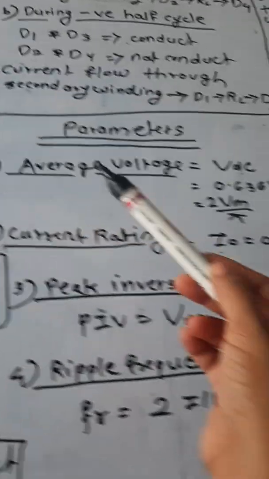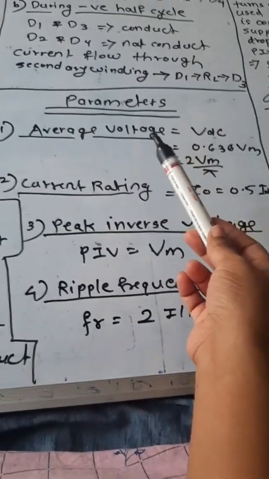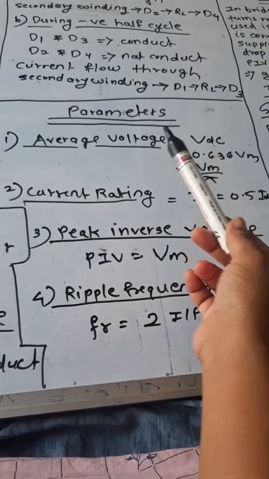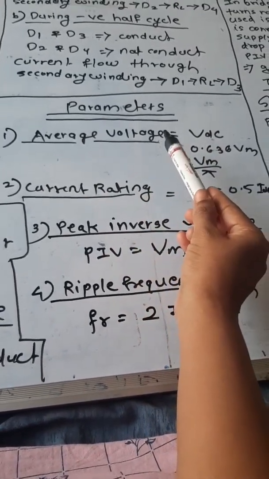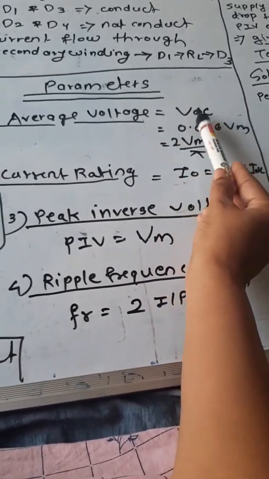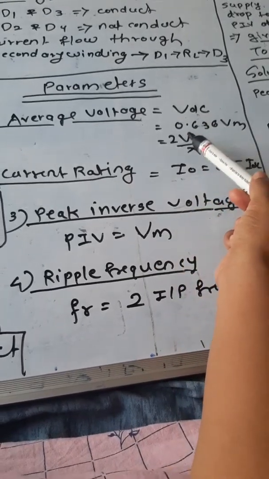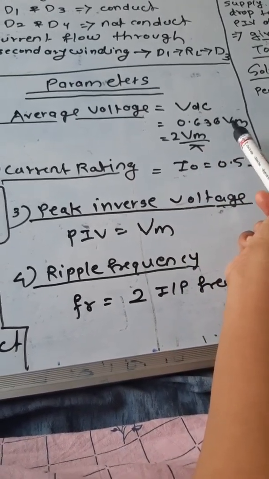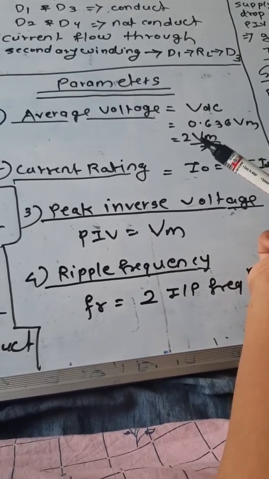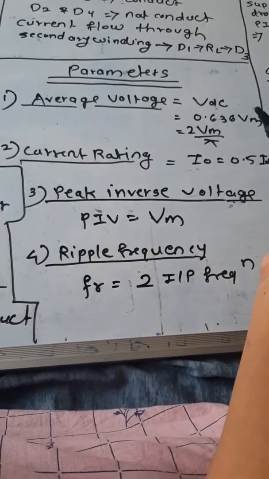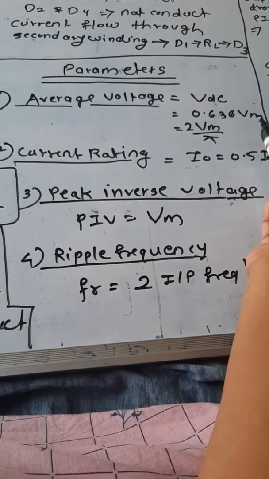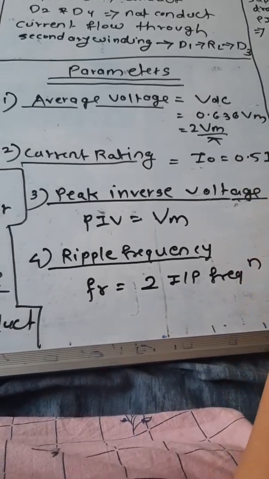Okay, now we'll see parameters. There are 3 types of parameters we already discussed in half wave rectifier and full wave rectifier. Average voltage is a DC voltage across load, so we represent it as VDC. All the parameters of bridge rectifier are same as the parameters of full wave rectifier. So remember this point. Average voltage VDC is equal to 0.636 into Vm or 2 Vm upon pi.